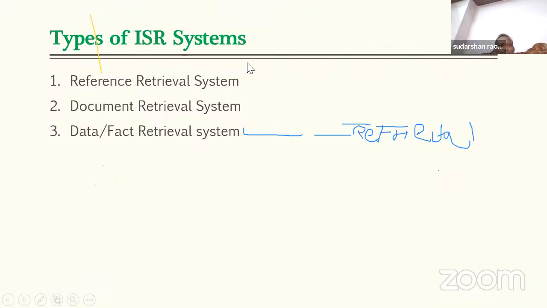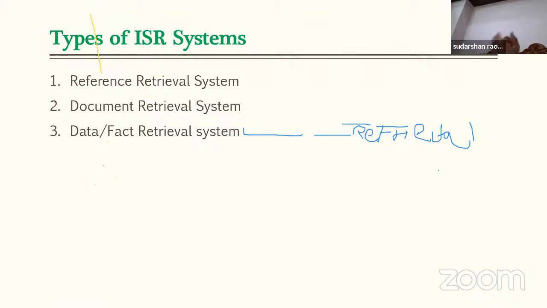Now, in types of ISR system, there is the reference retrieval system. Because there is not much time, I will explain to you very quickly. In a database you are preserving only the references of the documents, not the actual document. Only references are there, information about the book is there. Metadata is there, but books and documents are not there. Sometimes in a reference retrieval system, when you go and retrieve, you get only a list of references because only references are stored there.